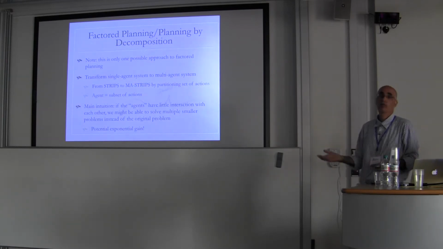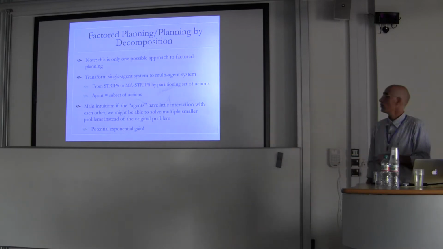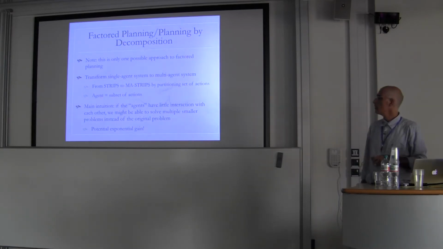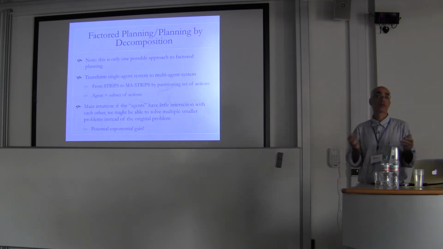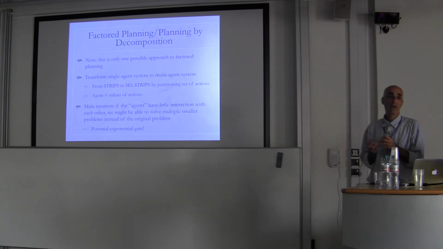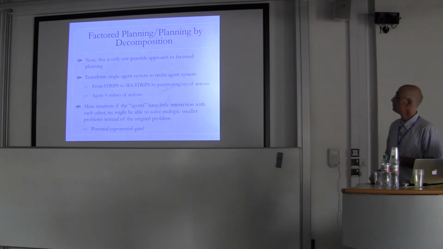So in multi-agent STRIPS, what's an agent? Basically it's a set of actions, right? So we're going to associate the idea of an agent with a subset of the actions. And the main intuition is that if the agents have little interaction with each other, we might be able to solve multiple small planning problems, combine the solutions somehow, and get potential exponential gains.